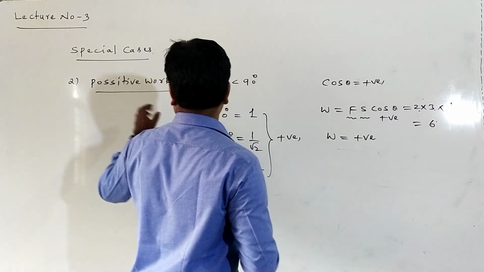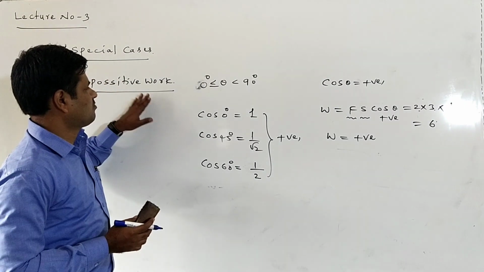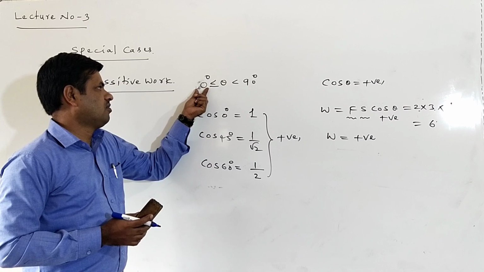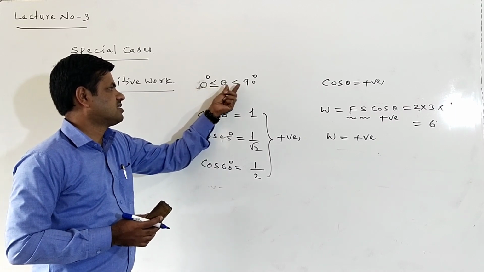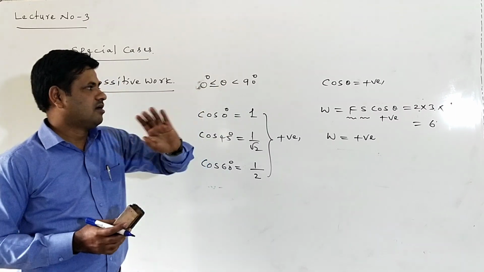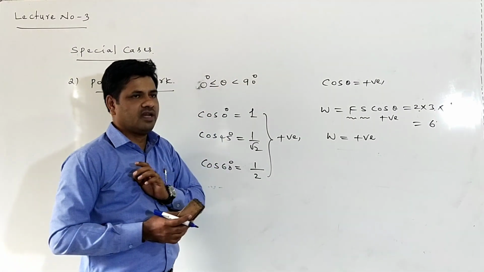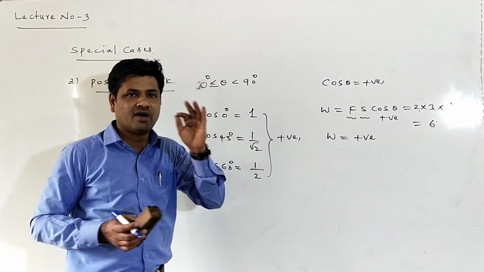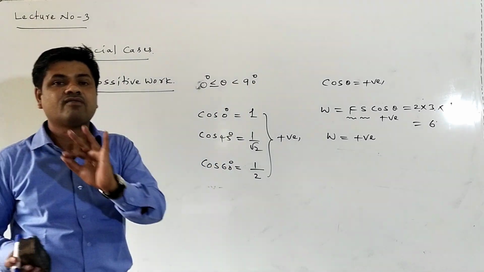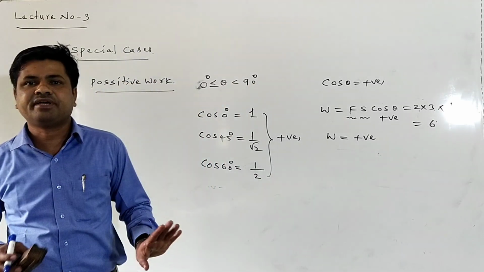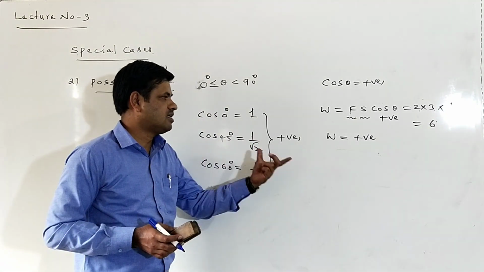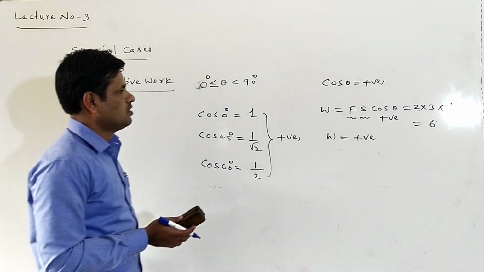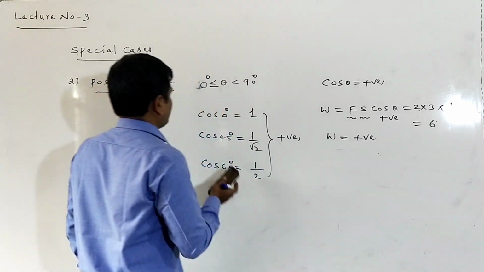That's the reason this is called positive work. When the work done is positive, the angle theta lies like this: 0 degrees less than or equal to theta, less than 90 degrees. Theta is smaller than 90 degrees, not equal to 90 degrees but it can equal 0 degrees. In this case the work done is positive. Why is the work done positive? Because the cos theta value is positive. So that's the reason the work done is positive.